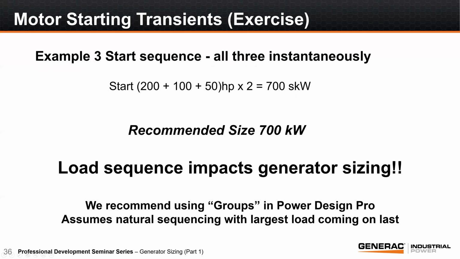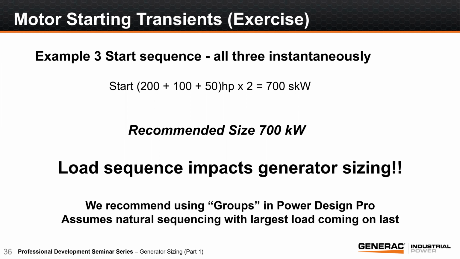Now for the last scenario, we will be assuming that all three motors start at the same time, or concurrently. So we take the sum of all three of those motors and multiply that by 2 and come up with 700 kW. Again, this isn't really a true depiction of how most motor sequencing is in the real world, but we just want to make sure that you see the differences between all three scenarios. But more than likely, we will not be sizing our generators this way.